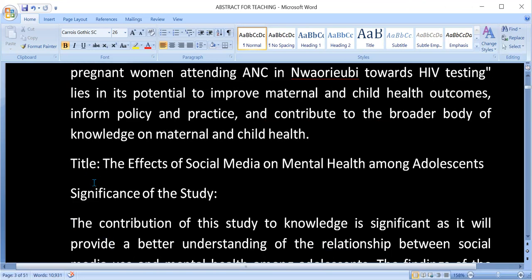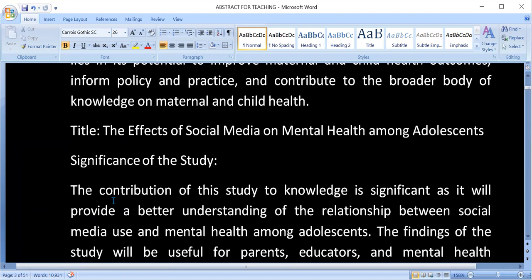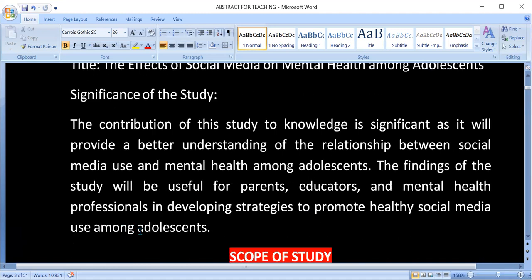So, let's also take another example. This one, the effect of social media on mental health among adolescents. The significance of the study. The contribution of this study to knowledge is significant, as it will provide a better understanding of the relationship between social media use and mental health among adolescents. The findings of the study will be useful for parents, educators, and mental health professionals in developing strategies to promote healthy social media use among adolescents.